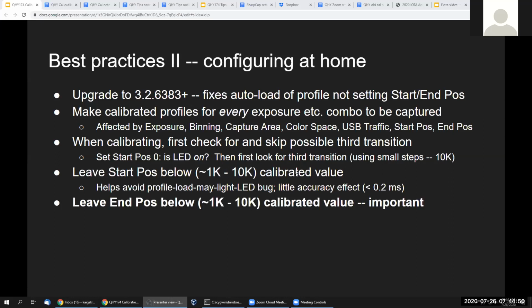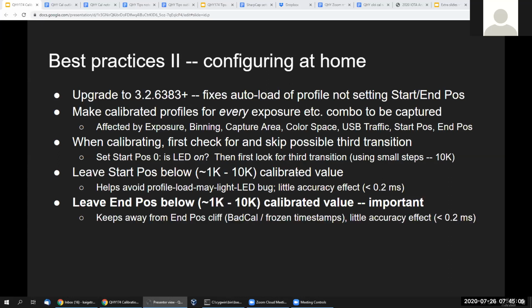This is probably my most important suggestion. Leave End Pos 10K below the calibrated value. Again, I will say leave End Pos 10K or so, maybe even more, below the calibrated value, because it doesn't have much accuracy effect, I think. It's less than a millisecond, but it keeps us away from the cliff of frozen timestamps and losing our data.